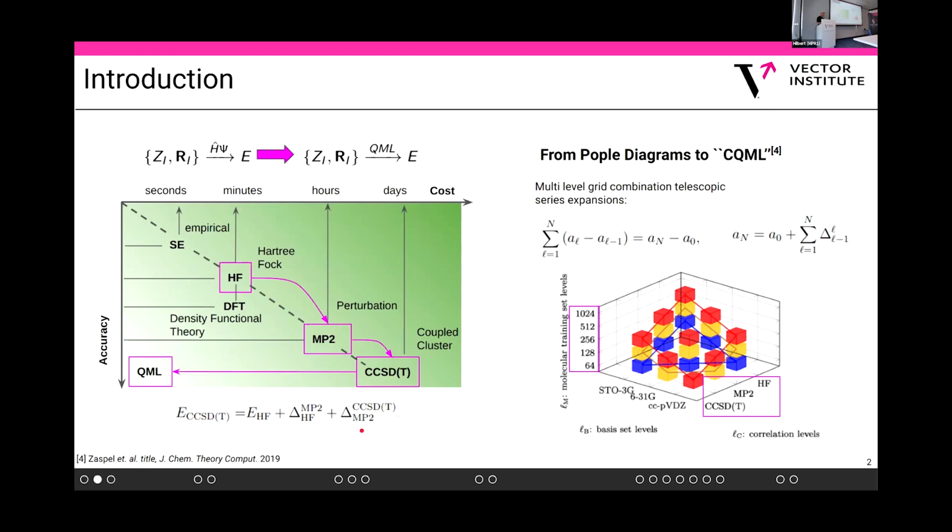So to get coupled cluster energies, we have the Hartree-Fock. Then we calculate the difference between Hartree-Fock and MP2, and then the difference between MP2 and coupled cluster. So it's important for multi-level learning to have a hierarchy. For example, this one here.